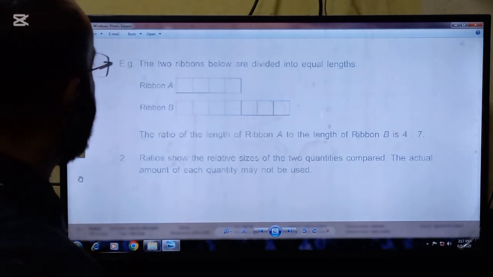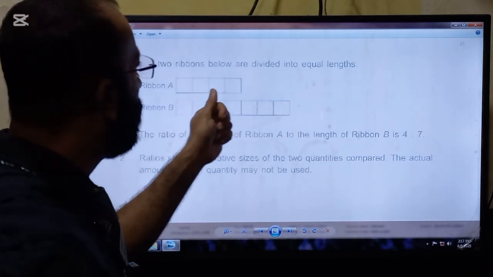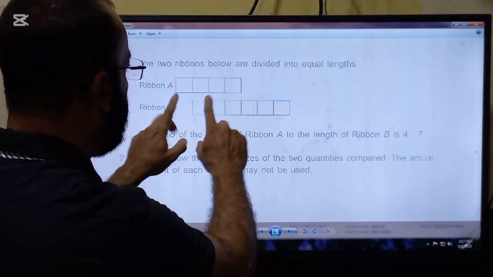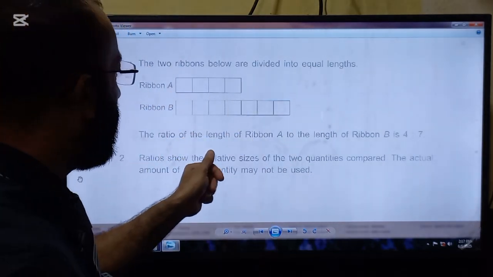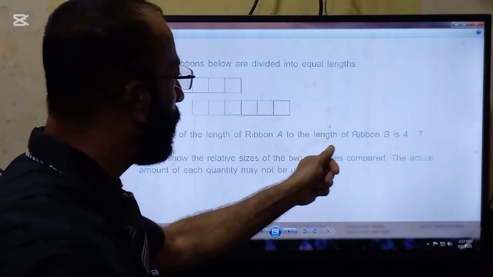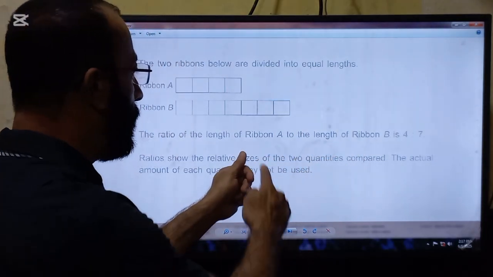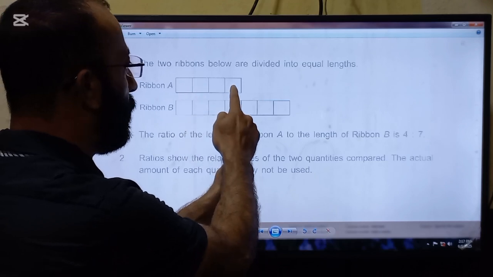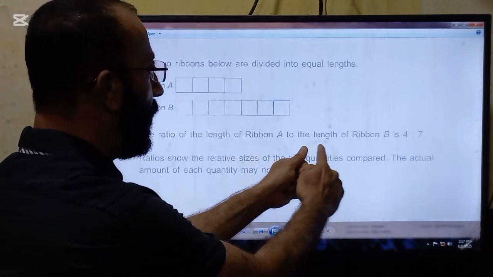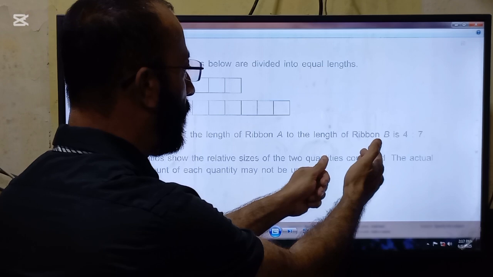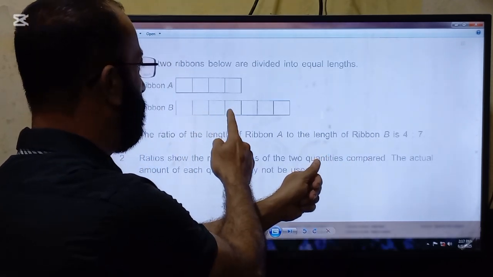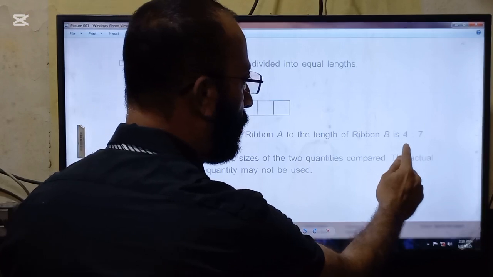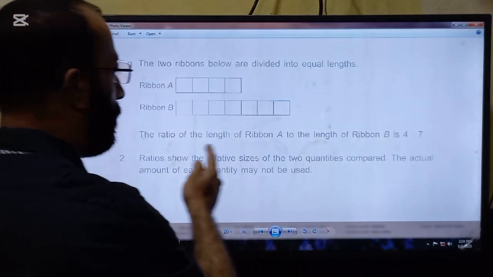Here is another example. The two ribbons below are divided into equal lengths. The ratio of the length of the ribbon A to the length of the ribbon B is. So look, ribbon A is written first. So the number 1, 2, 3, 4. 4 will be written first. And the length of the ribbon B is coming later. So 1, 2, 3, 4, 5, 6, 7. 7 will be written later. So the ratio is 4:7.